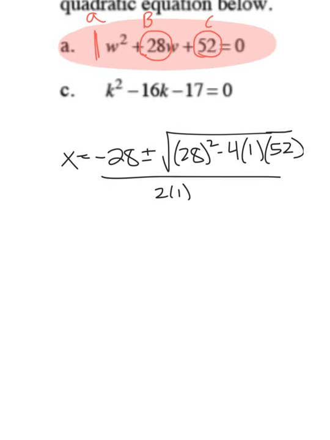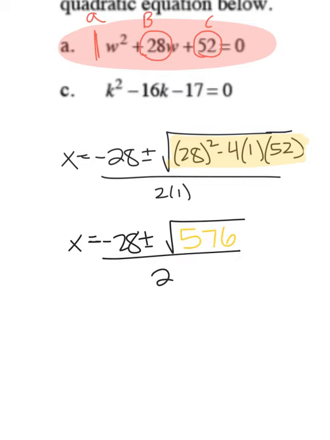First step, if you're using a calculator or your brain, is this under the square root part. We need to do 28 squared and minus 4 times 1 times 52. Now we rewrite our problem. X equals negative 28 plus or minus square root. And I calculated the number under the square root is 576 all over 2. You can double check that in your own calculator. Then in my calculator, I'm going to actually do the square root of 576 and rewrite my work.